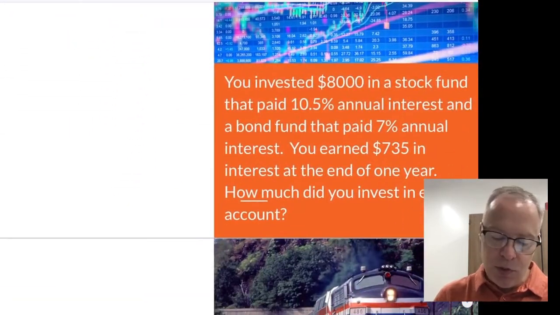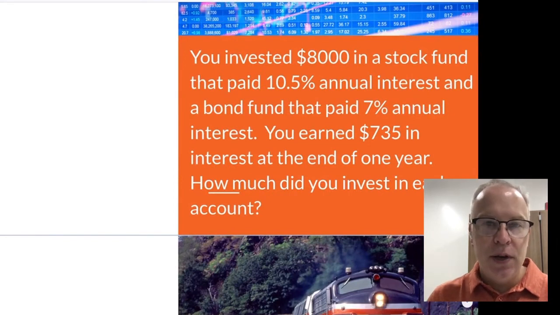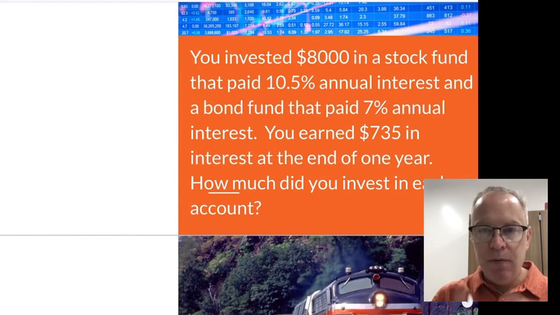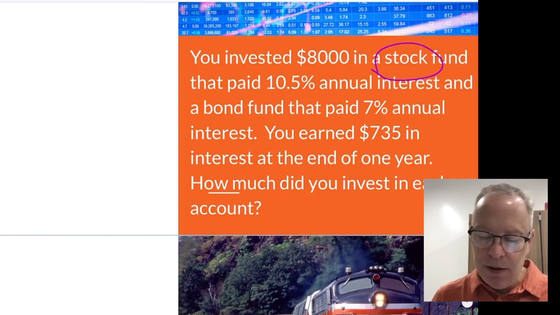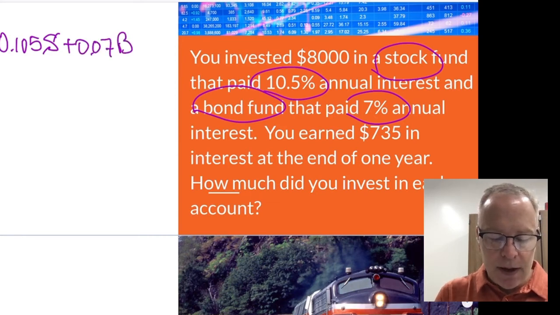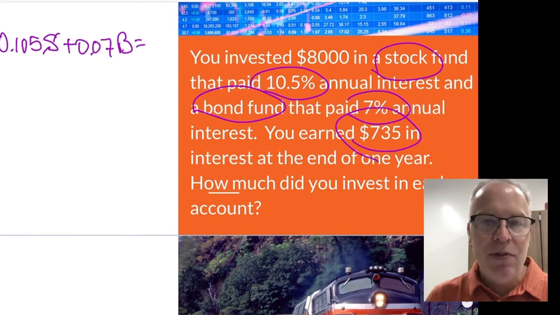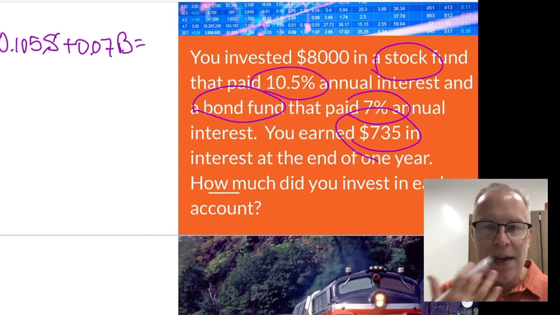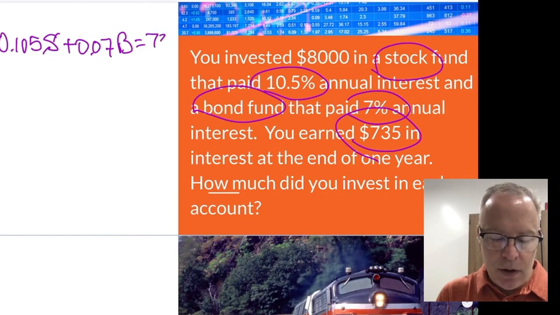Let's see if we got more food. Now this one's kind of tricky. You invested some money, but you invested it in 2 different ways. A stock fund that paid 10.5% and a bond fund that paid 7%. All right, so we're going to have our stock fund at 10.5%, so I'm going to change that to a decimal. And I'm going to use a big capital S for that. Plus 0.07 on the bond fund. And we made $735 in interest. So when that calculation gets done, it's $735.